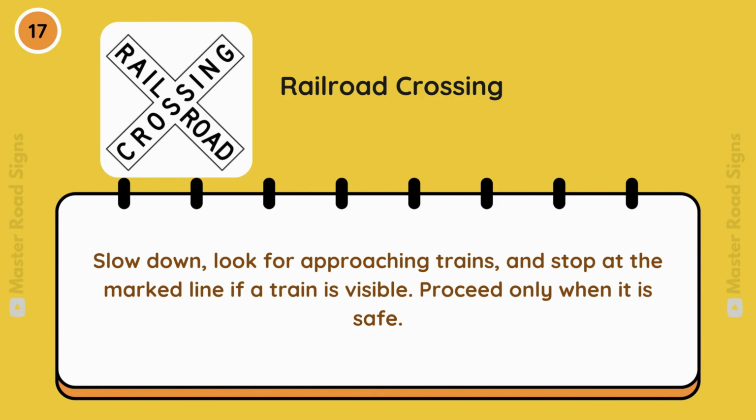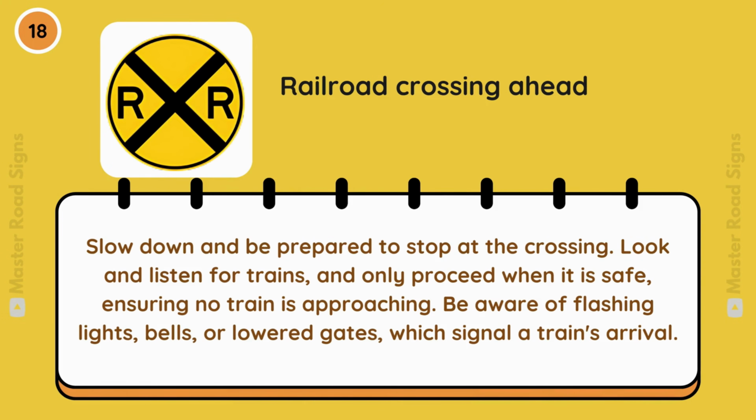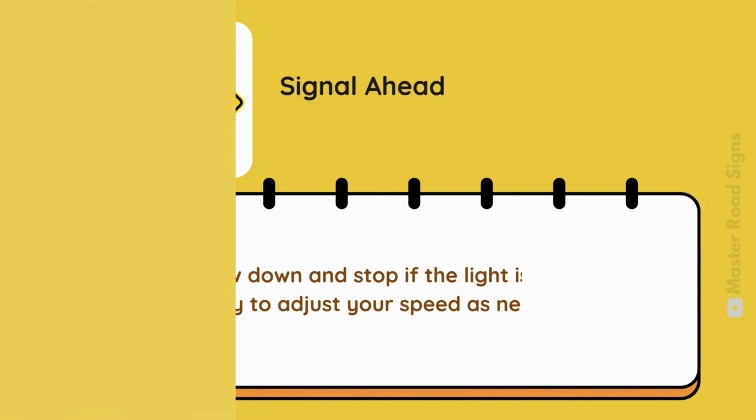Railroad crossing sign. Drivers must slow down, look for approaching trains, and stop at the marked line if a train is visible. Proceed only when it is safe. Railroad crossing ahead sign. Drivers should slow down and be prepared to stop at the crossing. Look and listen for trains, and only proceed when it is safe, ensuring no train is approaching. Be aware of flashing lights, bells, or lowered gates, which signal a train's arrival.